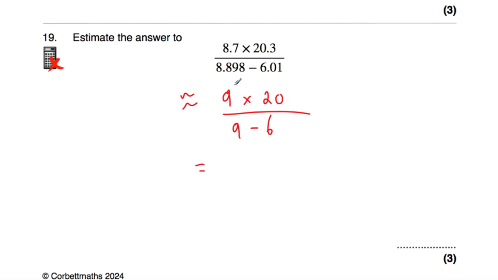So now if we work out the numerator, 9 times 2 is equal to 18, and put on a 0. And the denominator, 9 subtract 6 is equal to 3. So we've got 180 divided by 3, and that would be, well, 18 divided by 3 is 6, so that'll be 60. So our estimate is 60. So let's just check this and see how close it was on my calculator. And obviously it's a non-calculator question, so I'm just checking this out of interest. So 8.7 multiplied by 20.3 over 8.898 subtract 6.01 is equal to 61.15 and so on. So 60 is pretty close. It's a good estimate.